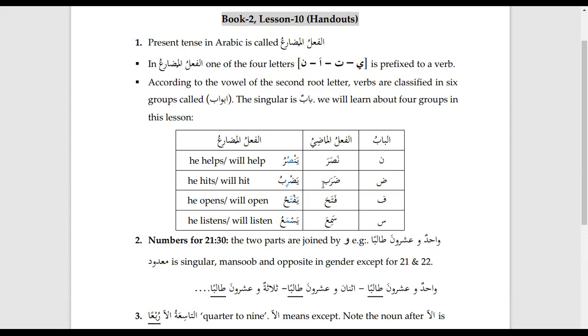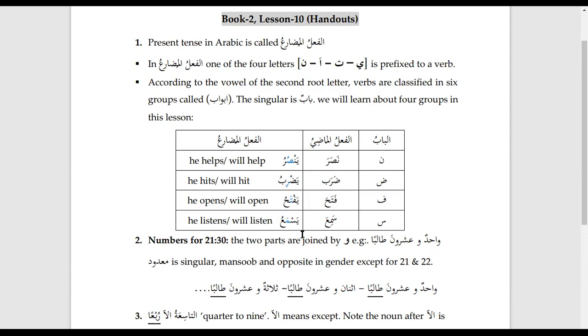If I say kasara, it will be yaksiru. Okay. And when we say fataha, yaftahu, and if I say dhahaba, yadhabu. And if I have a word on the pattern of samia, for example, fahima, we have learned fahima. So what will be the present tense? Yafhamu. Excellent. So this is how, inshallah, we will learn our verbs.